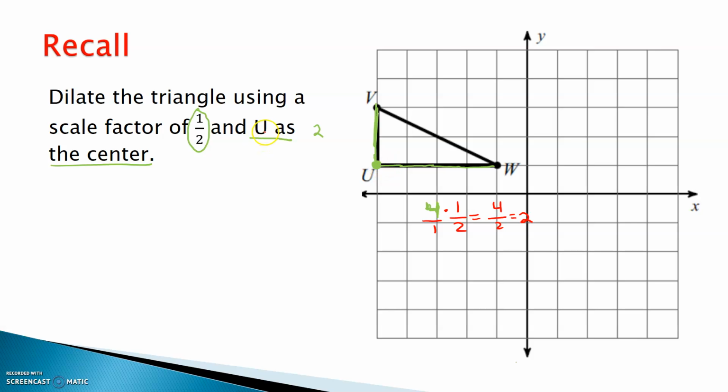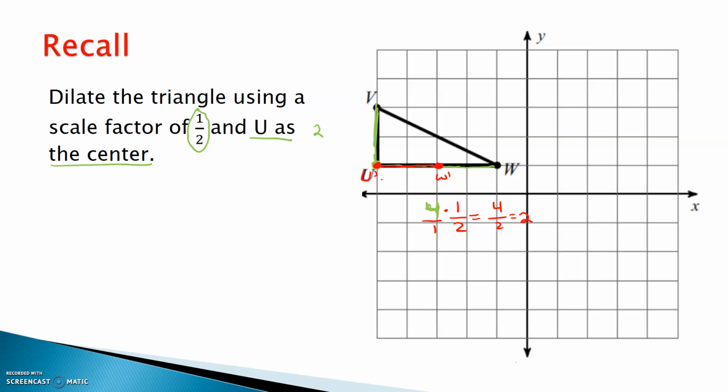The big idea here is that the center was U. If the center was U, I used to go out 1, 2, 3, 4 spots. This time I'm only going to go out 2, and I stop there. Think of it as W got a little bit closer, and that's now W prime. This is now U prime.